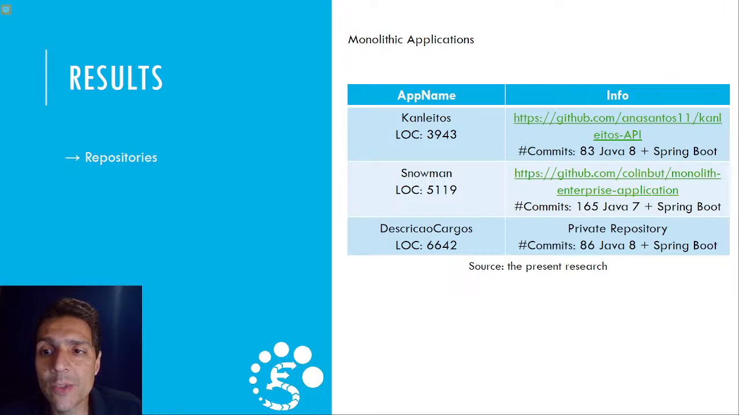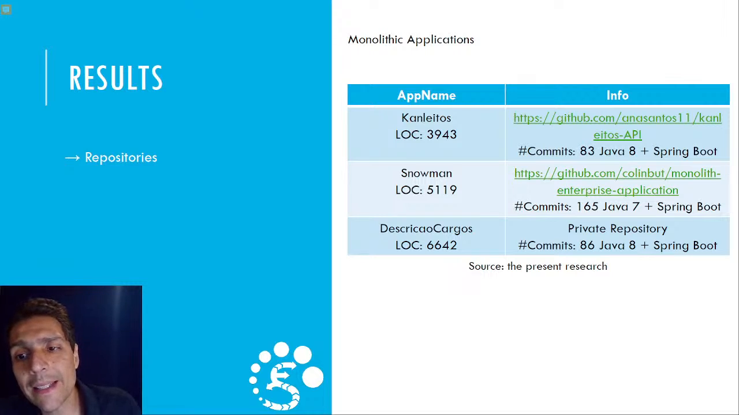The first one is from Ana herself, the author, Ana Santos, and she built the Canletus. The second one is Lumen. She didn't build it, but she took part in the project and knew it. And Descrição Cargos is a private repository from the company. She worked in the team in the development of this project. So we could analyze the quality, how the microservices were decomposed, and if it worked well. So these were the 3 applications that we chose.